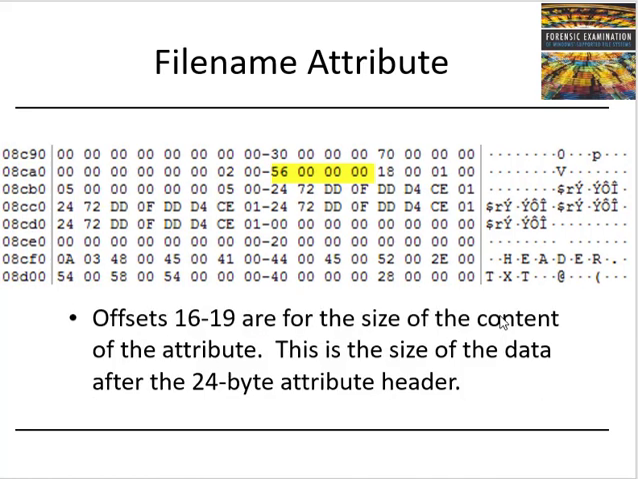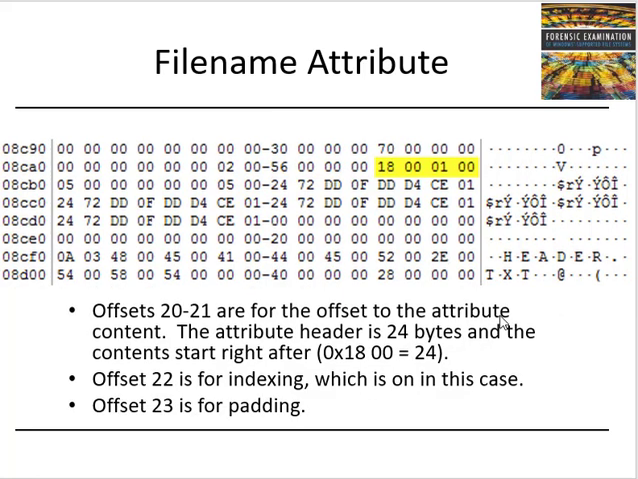We have the size of the content. So again, we've got a 24-byte header, and then however much data we need after that to get the dates and times and the file name itself. So in this case, we need 56 bytes for the content. Our offset to the content is always going to be 24 bytes in because of our header.